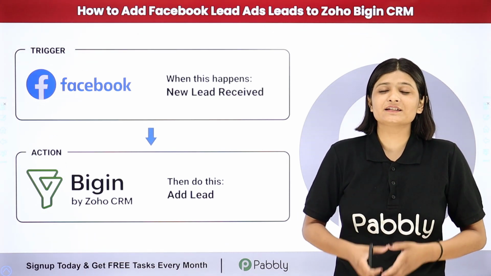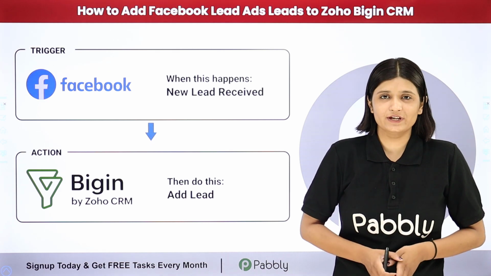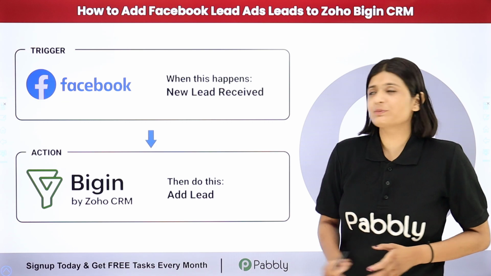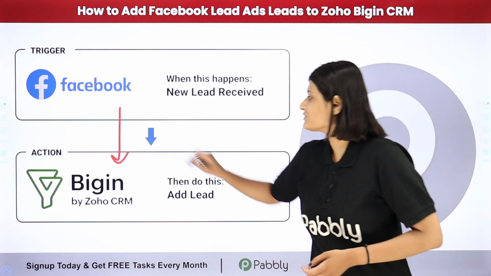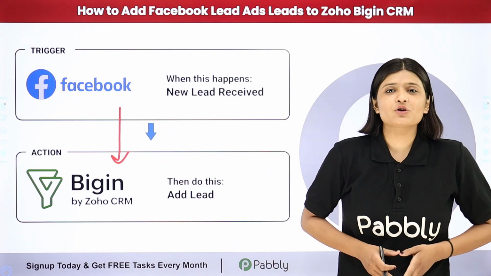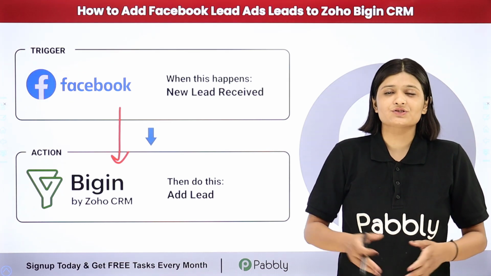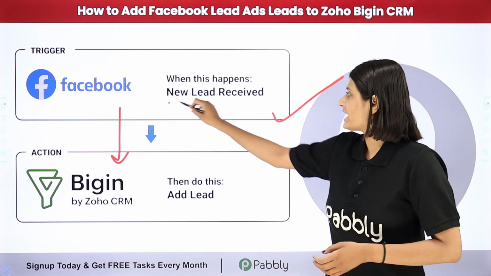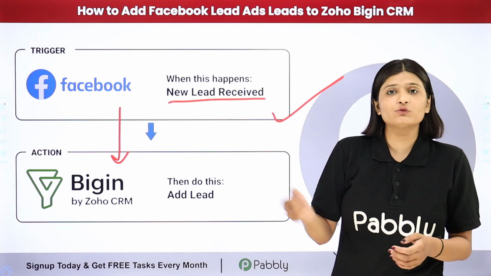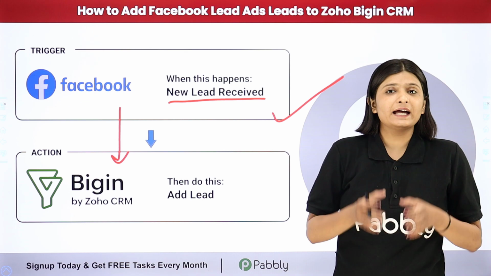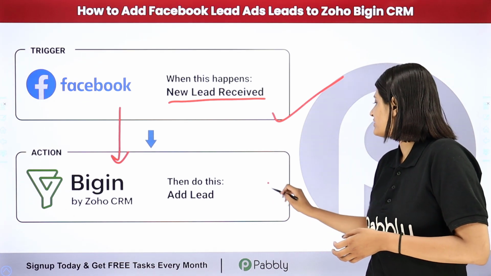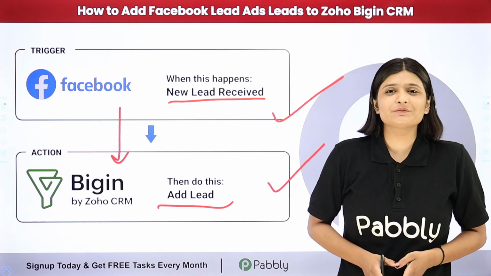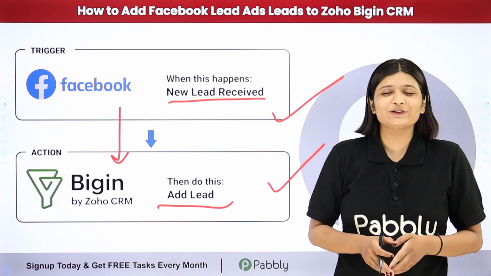So Pabbly Connect is an amazing automation and integration software which requires no coding or programming skills. Here I just need to build a connection between Facebook lead ads and Zoho Bigin. Pabbly Connect runs on two principles, which are trigger and action. Here as my trigger application, I'm going to take Facebook lead ads, from where I will receive new leads, and this complete workflow will get triggered. And then in my action application, I'm going to take Zoho Bigin, where the lead will be added automatically. If you want to learn this amazing automation step by step, let me take you to my screen.